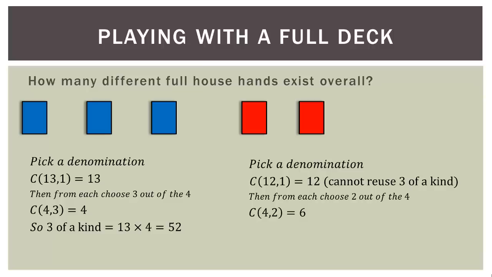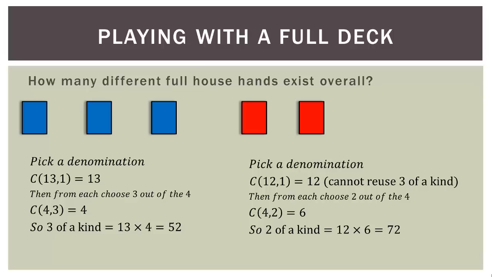So we have 2 steps going on. First, we pick a denomination, and then we pick the number of cards we need from that denomination. So there are 4 of each denomination in the deck, so in this case, 4 choose 2, which is 6. So our 2-of-a-kind portion, the red portion, is 12 times 6, which is 72.